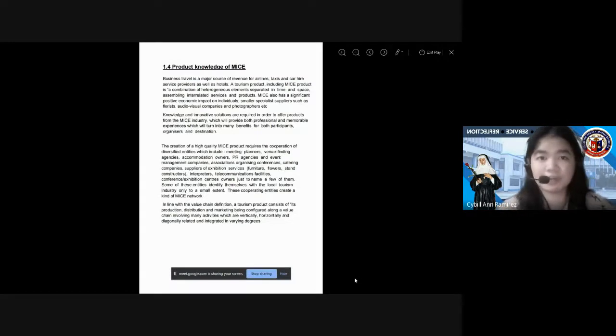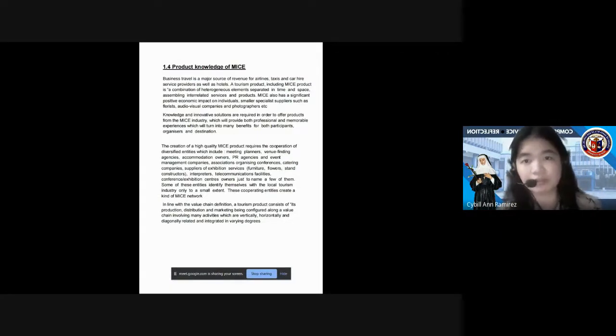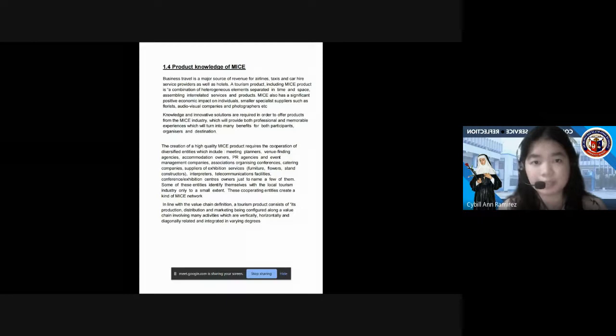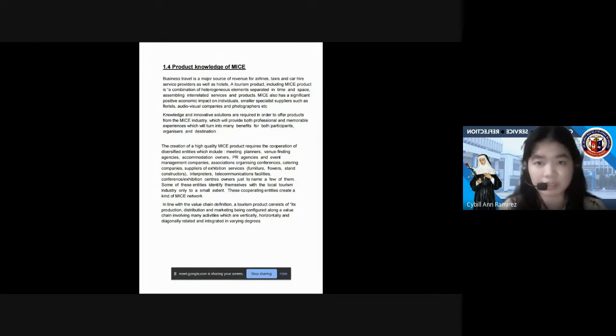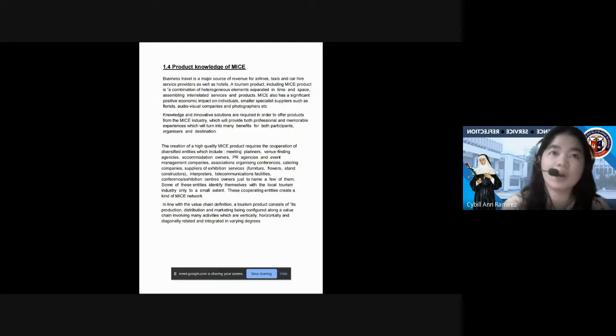Okay, product knowledge of MICE. Business travel is a major source of revenue for airlines, taxis, and car hire service providers as well as hotels. A tourism product, including MICE product, is a combination of heterogeneous elements separated in time and space, assembling interrelated services and products. MICE also has significant positive economic impact on individuals and smaller specialist suppliers such as florists, audiovisual companies, and photographers. And that is true, no? That is why I was really interested to study MICE, because it's more than just a business activity. It helps generate a lot of advantages for locals and even the tourism industry.